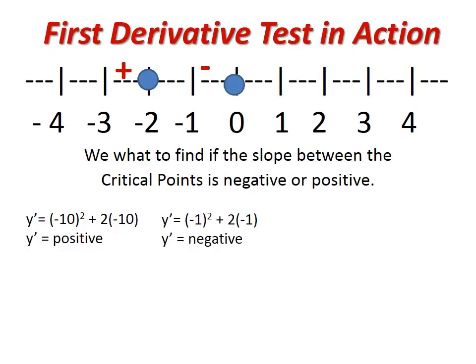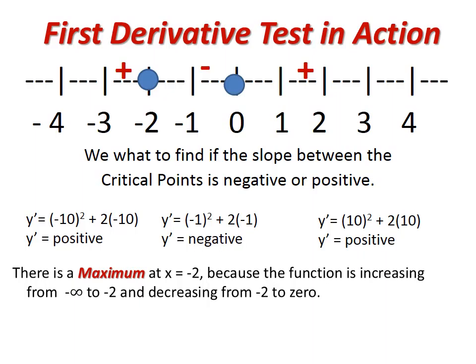Now I want to look at the slope between 0 and positive infinity. I'm going to pick positive 10. Plug it in. Hey, this is definitely positive. Now, what can I conclude?